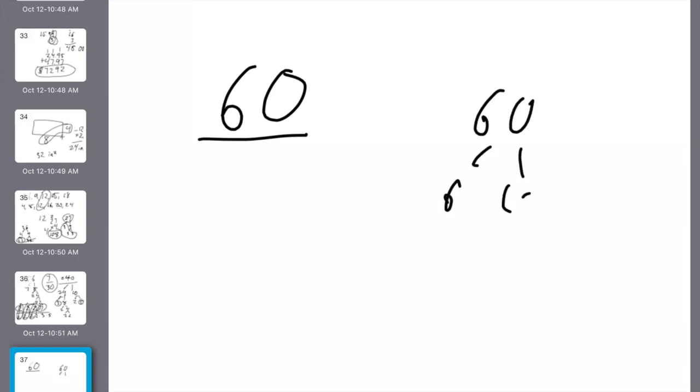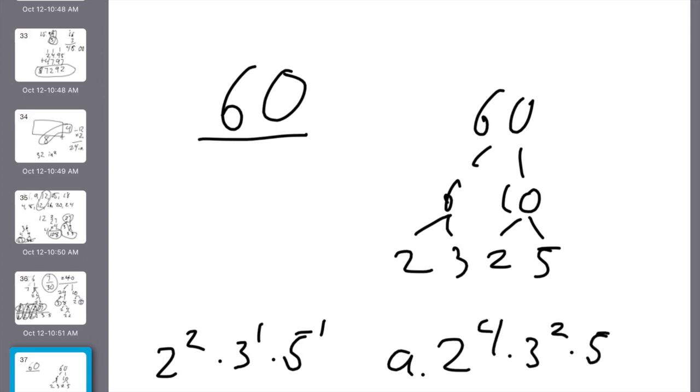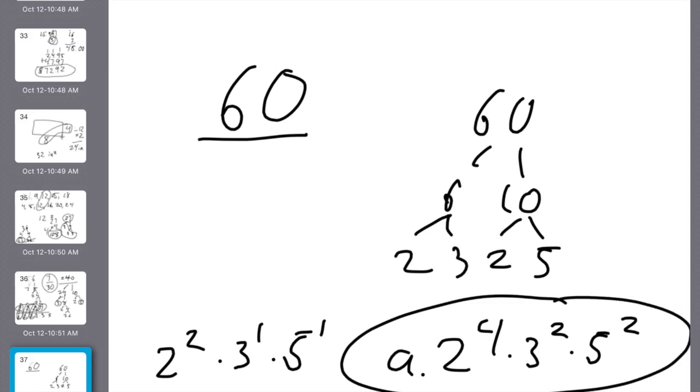I'm going to just break down 60 and then double my answer. So this is 6 times 10. This is 2 times 3. This is 2 times 5. So that's 2 to the second times 3 to the first times 5 to the first. And I need to double all those for answer to A. So A is 2 doubled to the 4, 3 doubled to the 2, and 5 doubled to the 2. So my answer for A is 2 to the 4th times 3 squared times 5 squared.